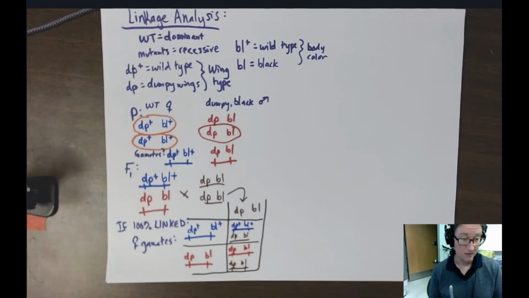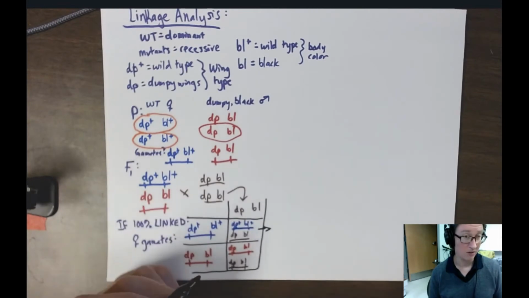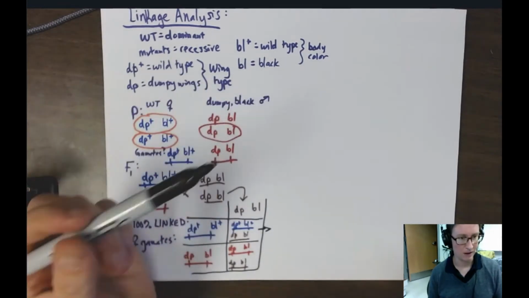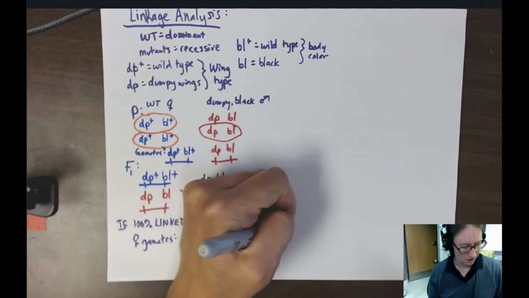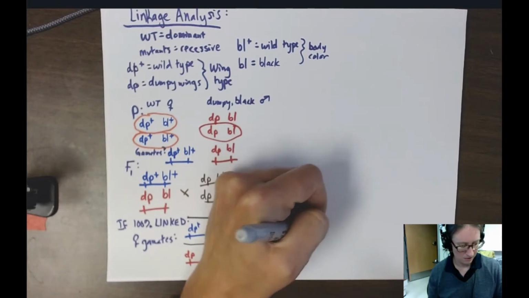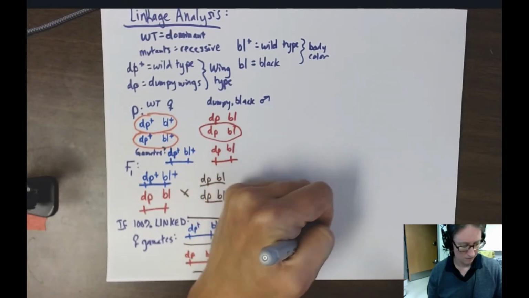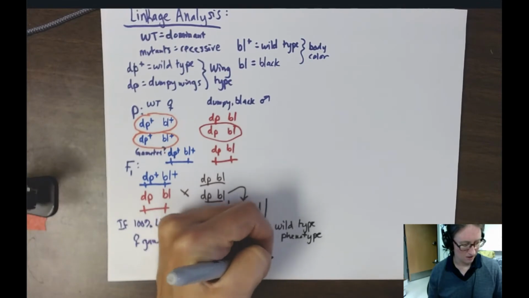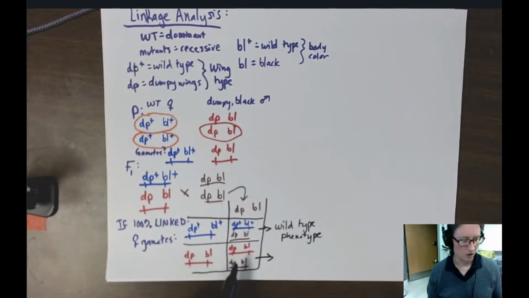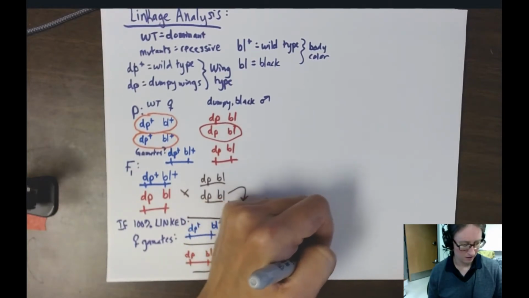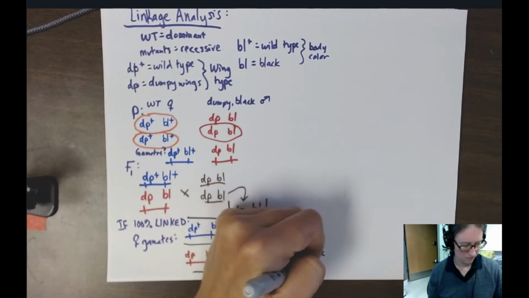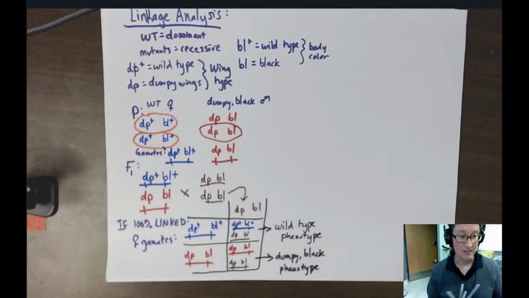So that's our genotypes. And what about our phenotypes? So these individuals are heterozygous for both wing type and body color. And so because they're heterozygous, they're going to wind up having the wild type phenotype. And then in the second box, these individuals are going to wind up having the dumpy black phenotype. All right, so that's if those genes are 100% linked.